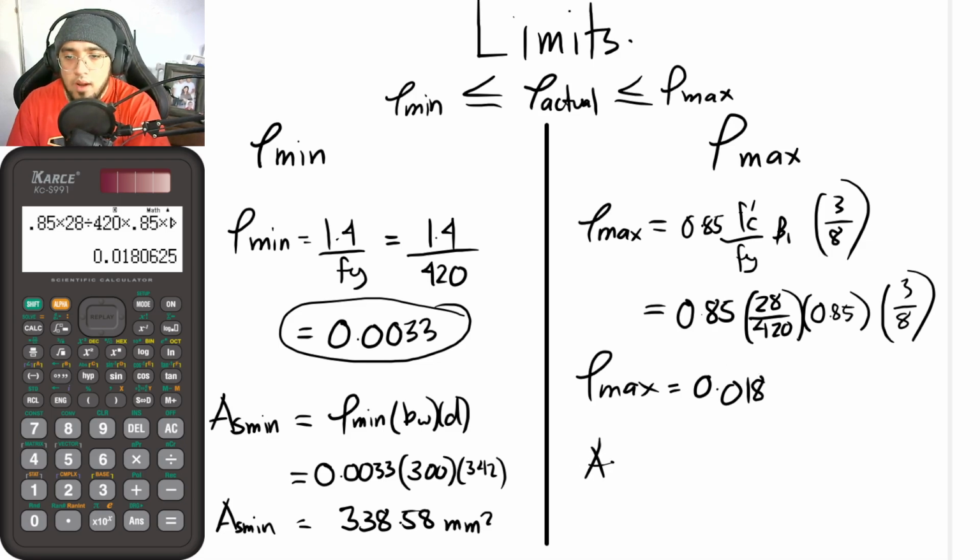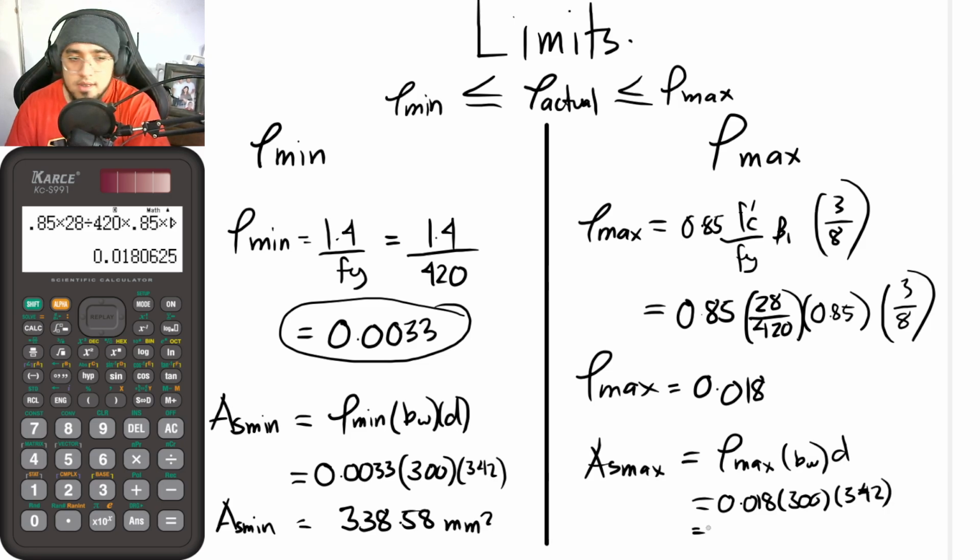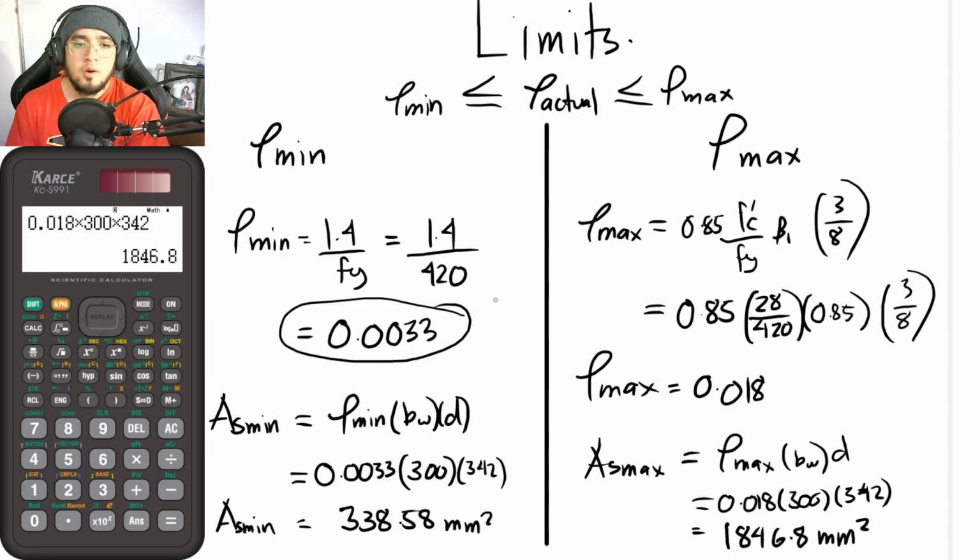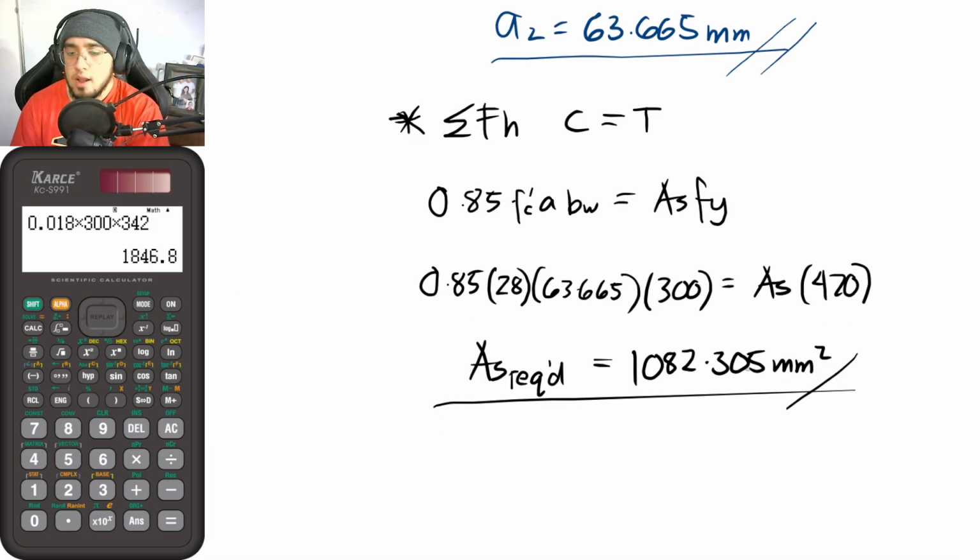From that, our As max is rho max multiplied by bw d. So this is 0.018 times 300 times 342. Our answer here is 1846.8 millimeters squared. So going back to our limit, our As required is 1082.305.